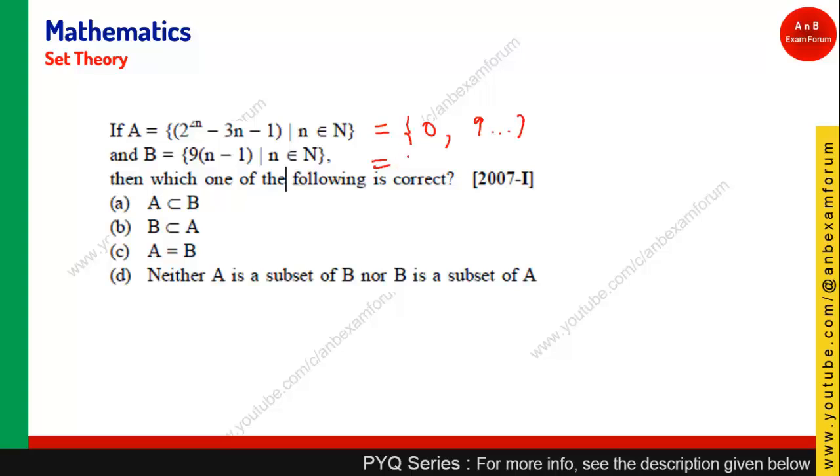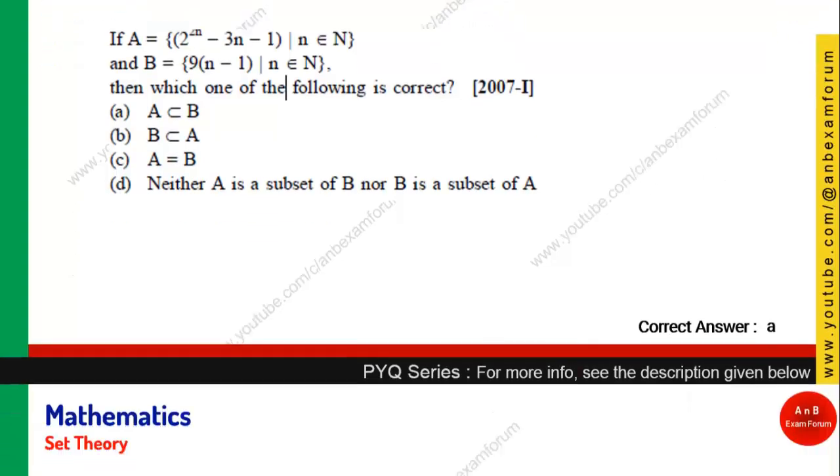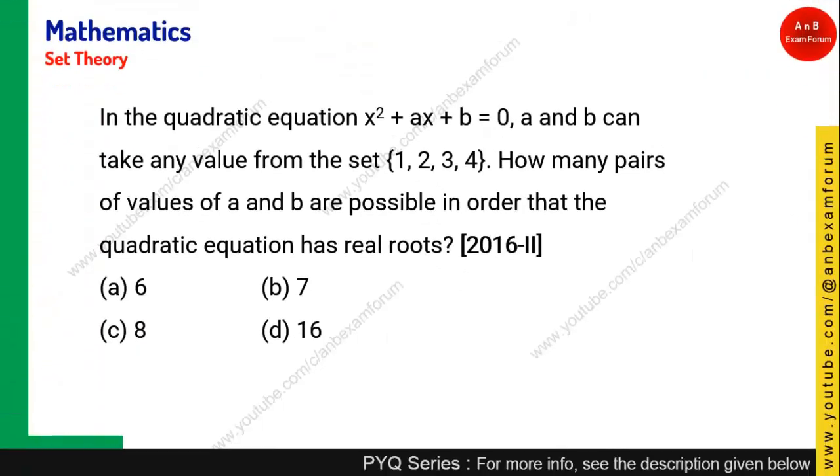Coming to the next set, if you put n as 1, it will become 0, 9, 18. It is basically multiples of 9, I guess. Yes, because it is multiplying with 9. So which of the following is correct? A is a subset of B. Yes, A is definitely a subset of B, so this is the correct one. We need not look at other options. So option A is the right answer. Let's see the next question.